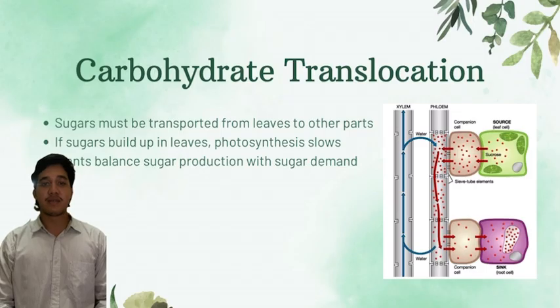It's similar to a kitchen that is already full of cooked food. If there's no more space to store anything, you stop cooking. In plants, this slowdown is known as feedback inhibition. It helps prevent the plant from wasting energy by making more sugar than it can use or store.